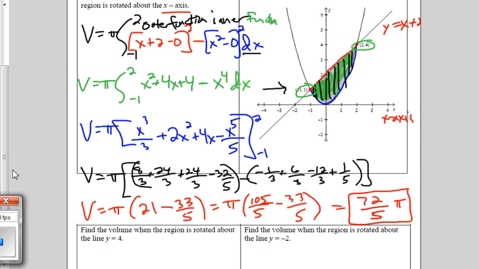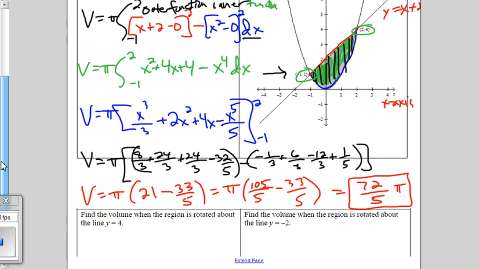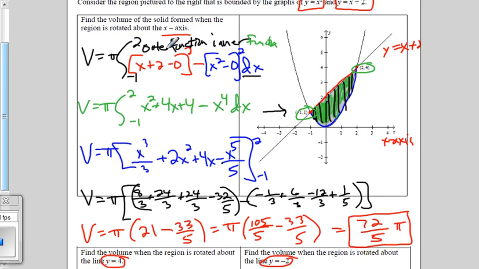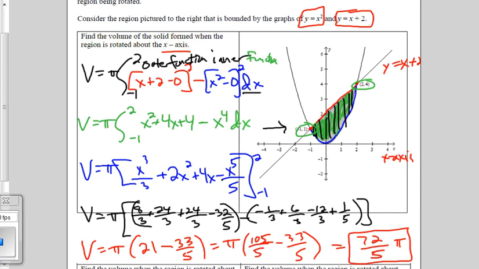Alright, so now we have to do the exact same thing, except if you look below, we have y equals 4 as our axis of symmetry, and y equals negative 2. So it may change what the outer function is and what the inner function is. Let's take a look at that now. So for y equals 4, I put the dotted line. Now my outer function becomes the parabola, and the inner function is always the straight line. So that will impact it.